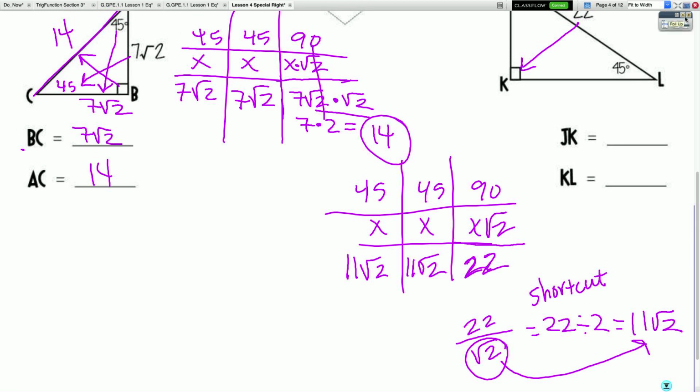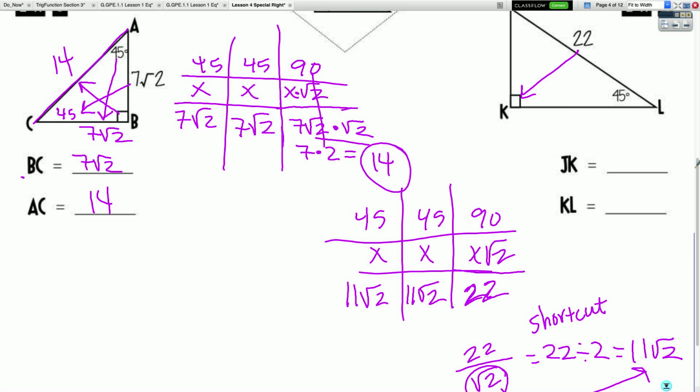Okay, so we actually don't really have to go back to our picture here. I know we were looking for both of my 45s, so these will be exactly the same. 11 square root of 2 and 11 square root of 2.